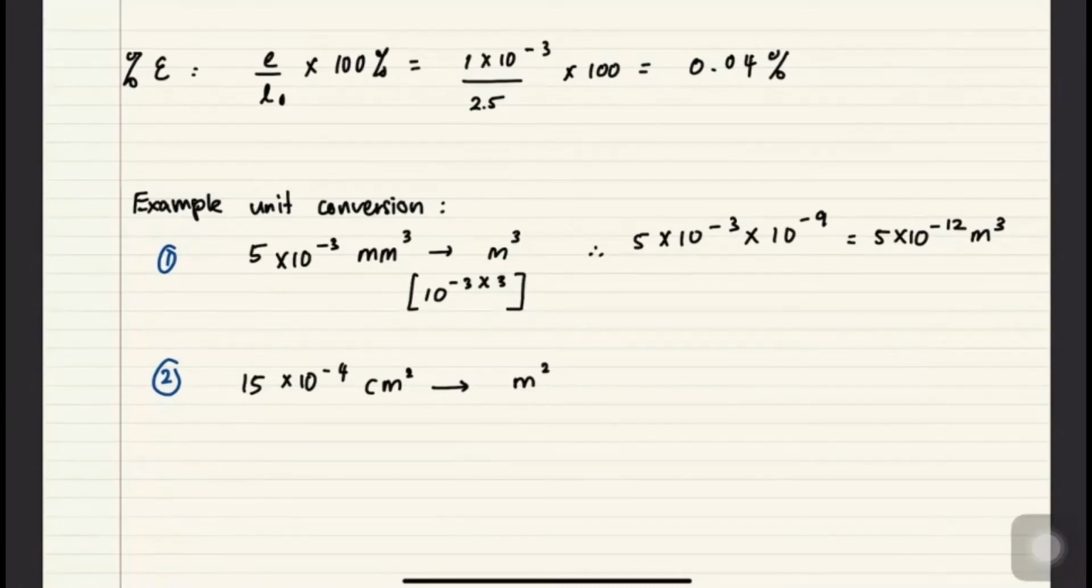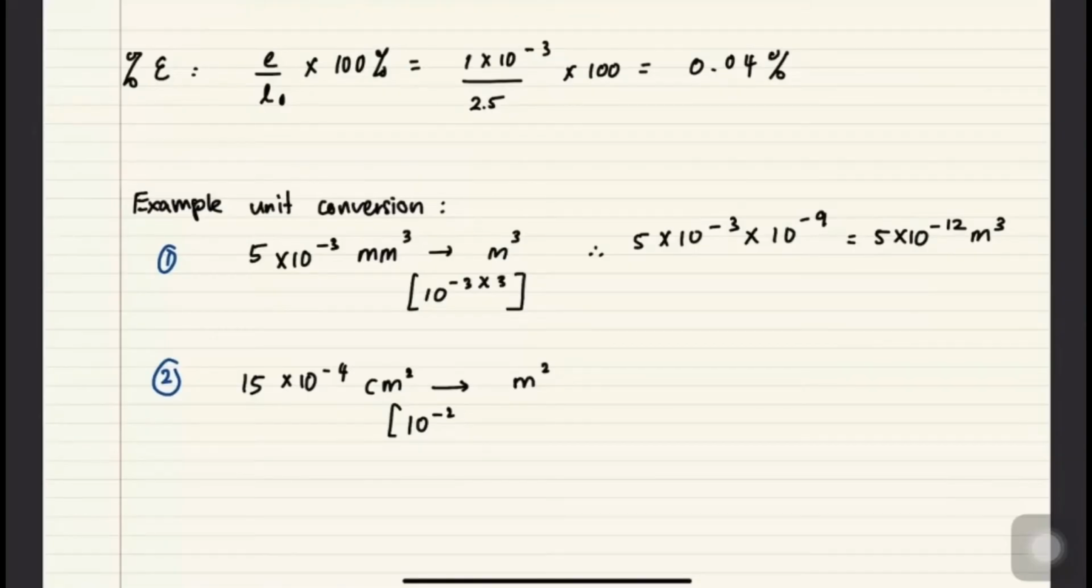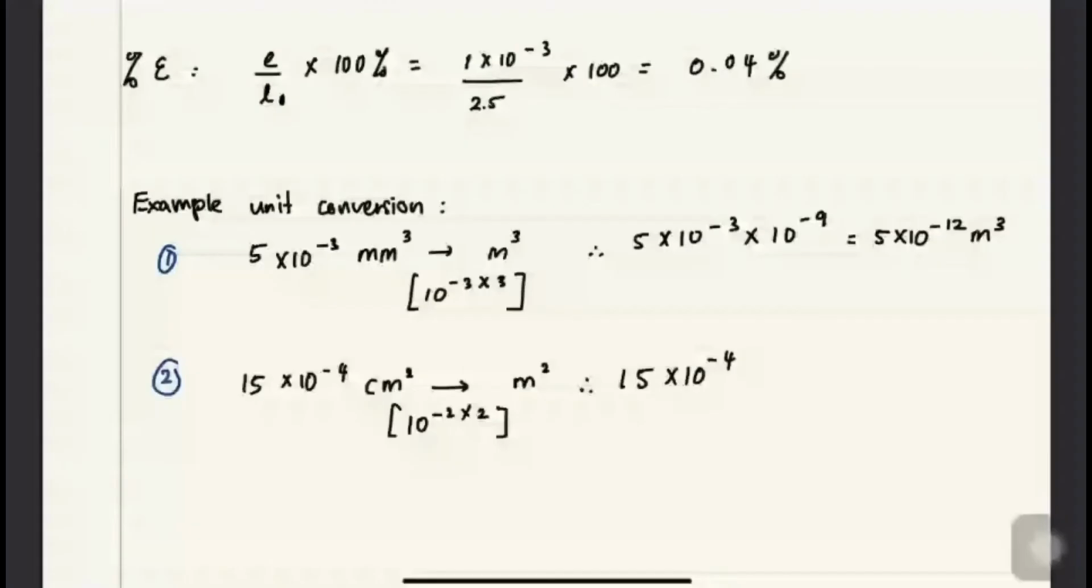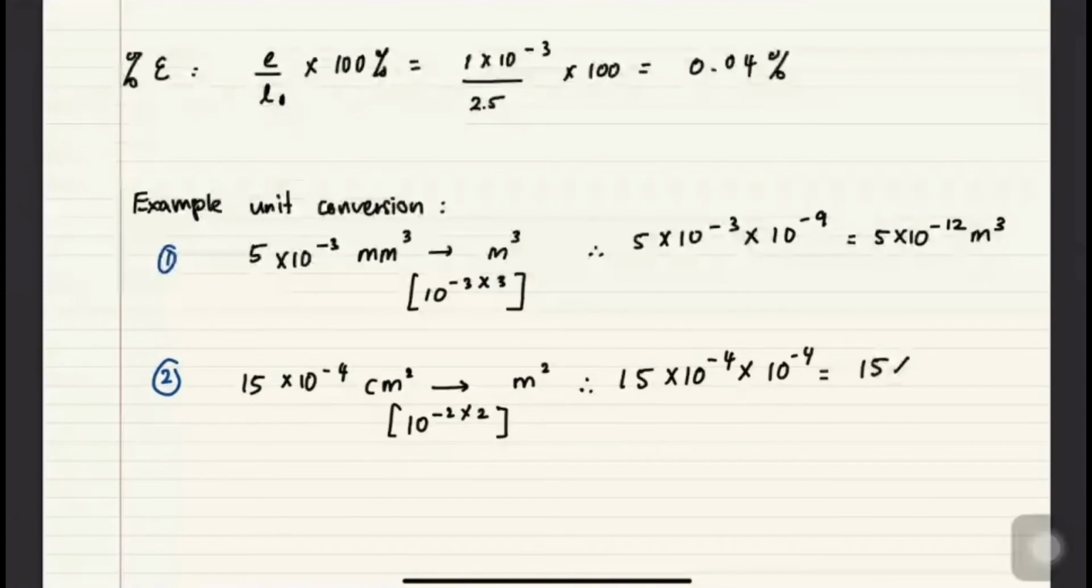Okay, so again, if you want to convert centimeter to meter, it will be 10 negative 2. Okay, because this one ada square, so you have to multiply with 2. So turns out you will have 15 times 10 negative 4 multiply with 10 negative 4. Okay, so as a result, we will have 15 times 10 negative 8. Okay, this is how you convert.